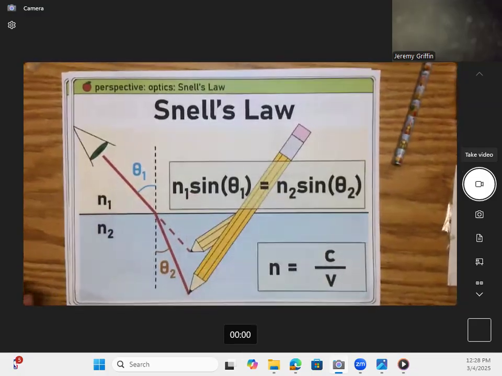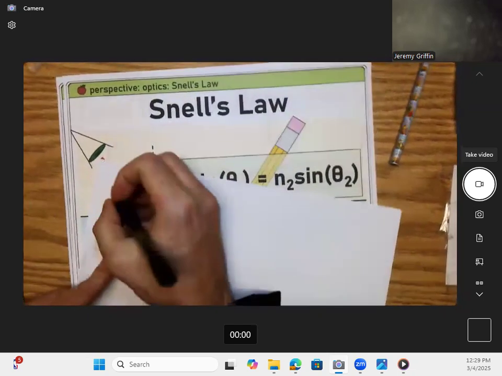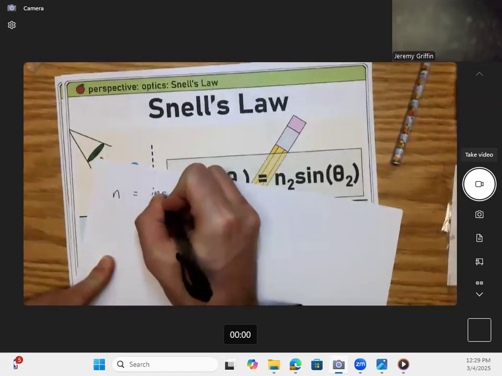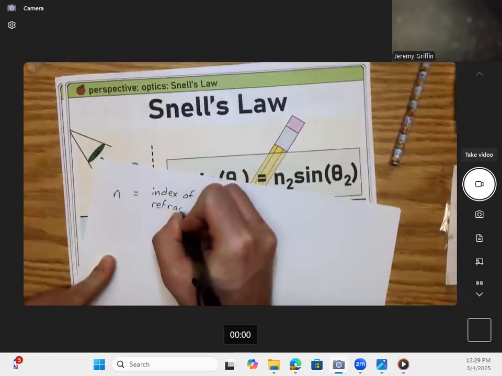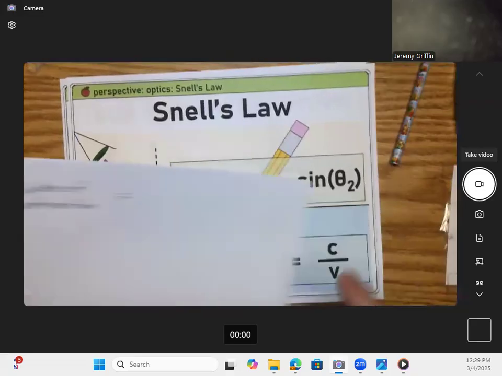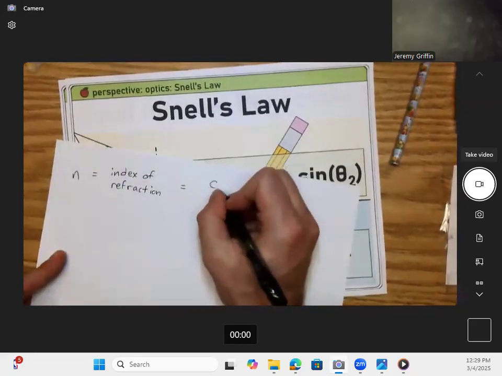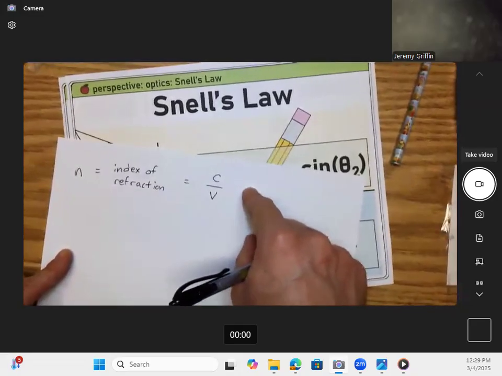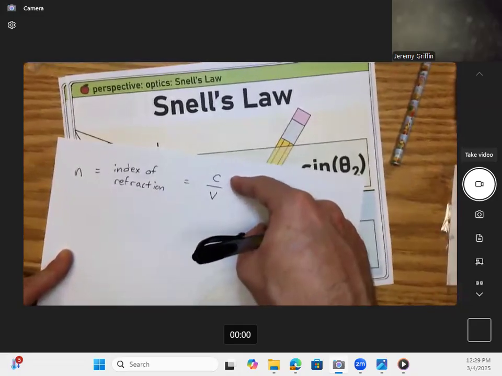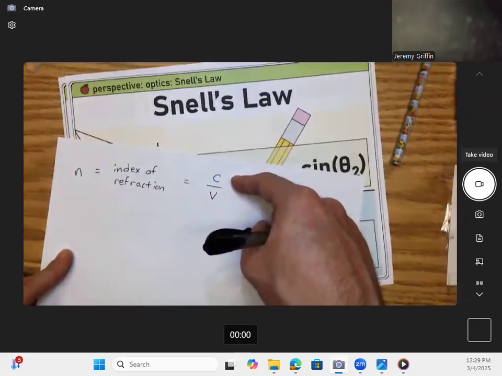The n is something called index of refraction. Here, I'm going to spell this out. So, n equals index of refraction. And I put in this box down here, I said equals c over v. I think probably most of you guys can figure out what that means, because what does lowercase c mean in physics usually? The speed of what? Speed of light in a vacuum.